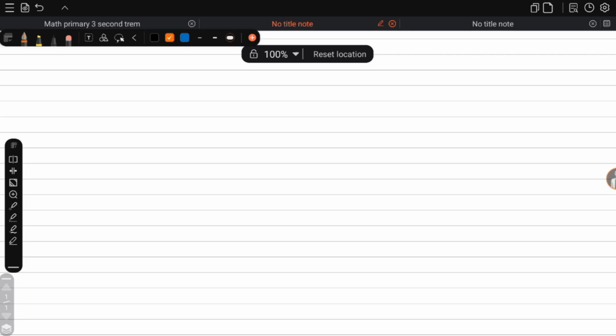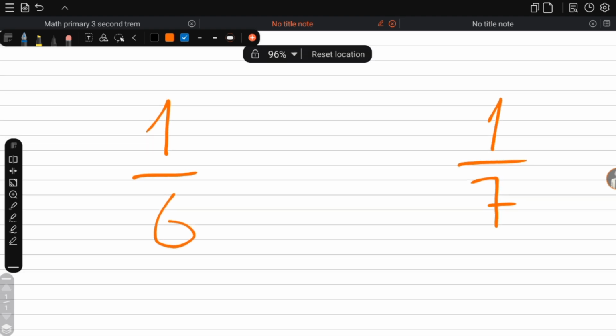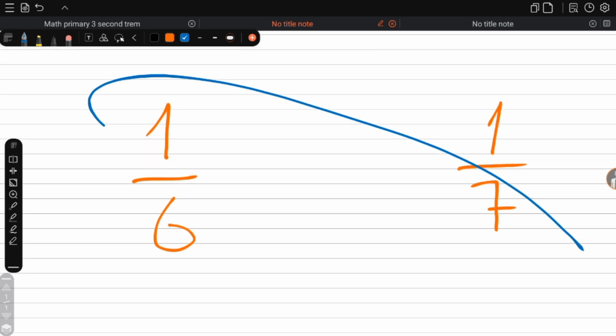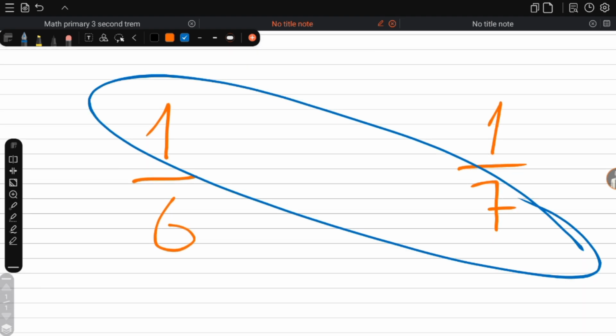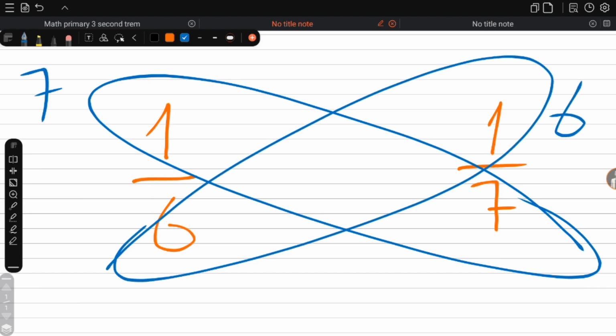Again, if I have 1 over 6 and 1 over 7, by using the butterfly method, like this, 1 times 7 equals 7, and 6 times 1 equals what? 6. So which one has more, 7 or 6? Yes, 7. So this fraction is greater. 1 over 6 is greater than 1 over 7. Let's see the examples to keep it.